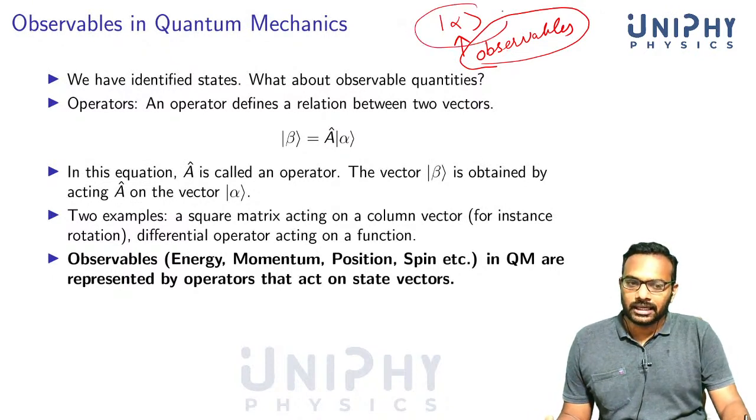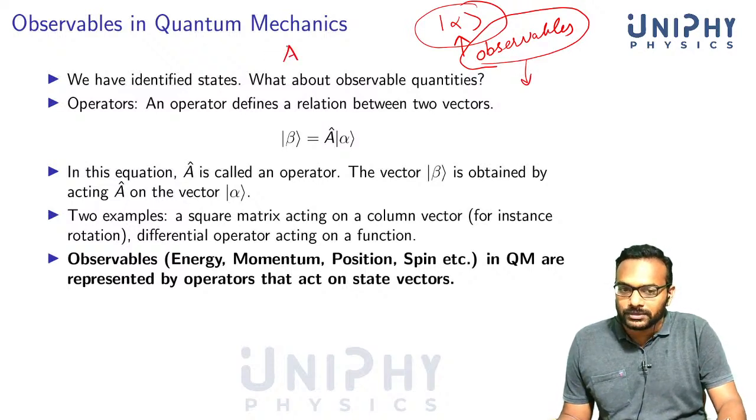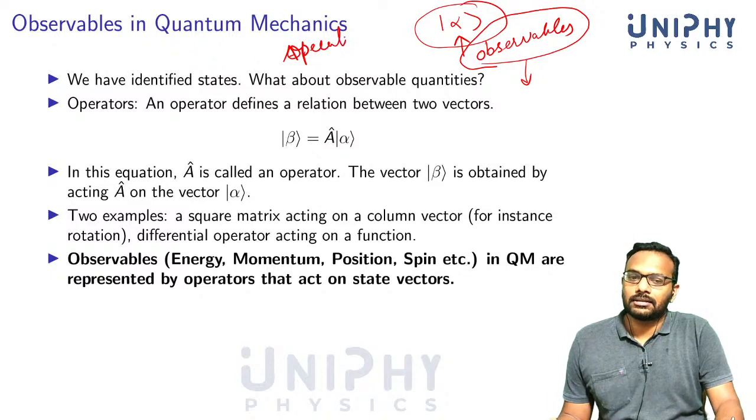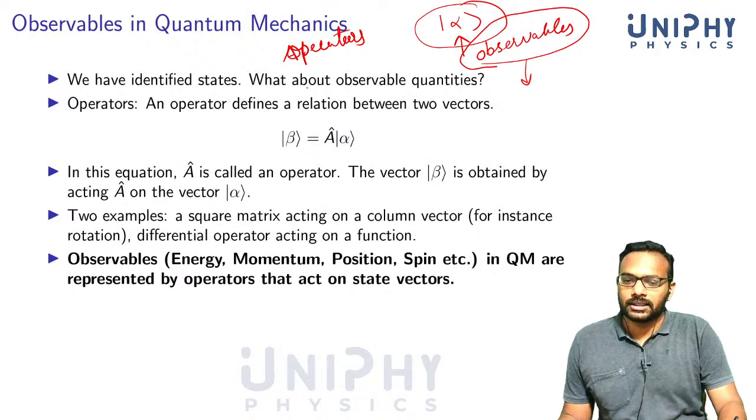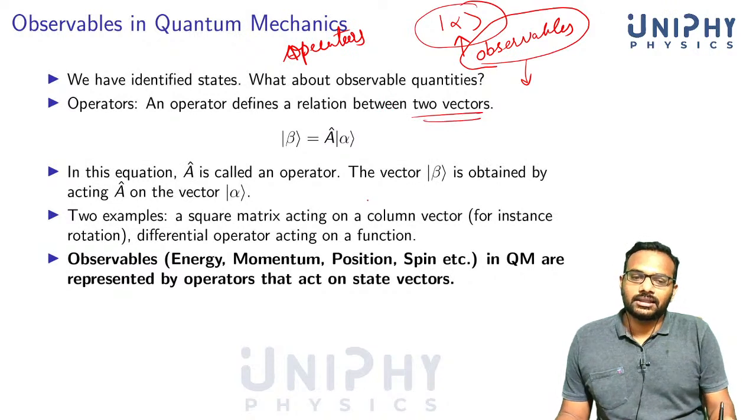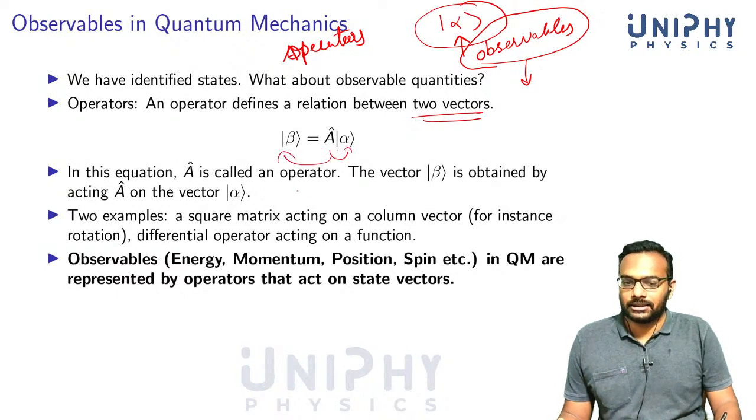We have the state. How do we represent observables? So we look into linear vector space and you see that there are other objects called operators. You might already be familiar with the word operator. Mathematically, an operator defines a relation between two vectors, which means that an operator acting on a state generally changes it into another state. In this equation, this A with the hat, A hat, is called an operator. The vector beta is obtained by acting A hat on vector alpha.